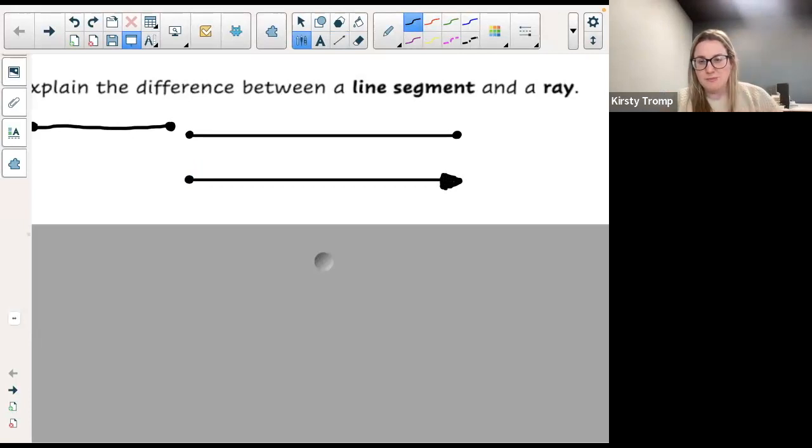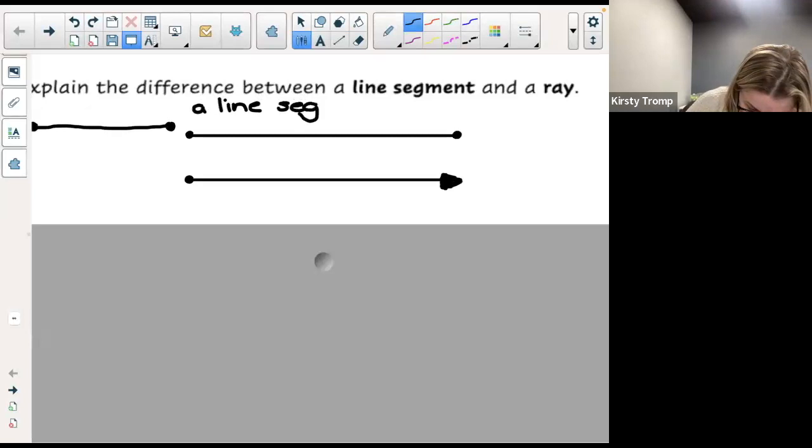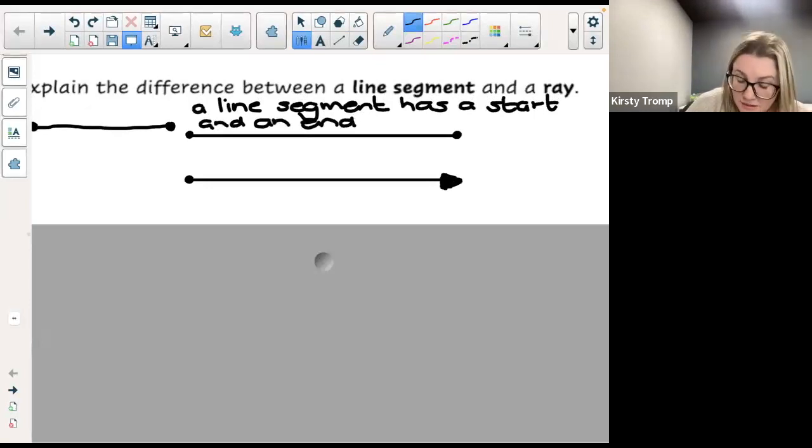All right. Okay. So now, what would the difference be here, guys? What would the difference be? The difference would be that the line segment has a start and an end. So a line segment has a start and an end, right?